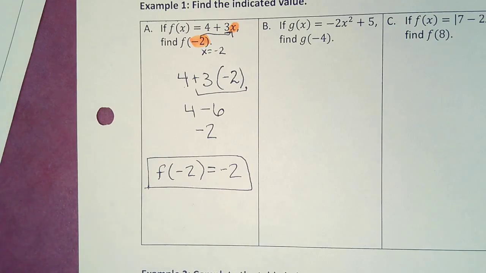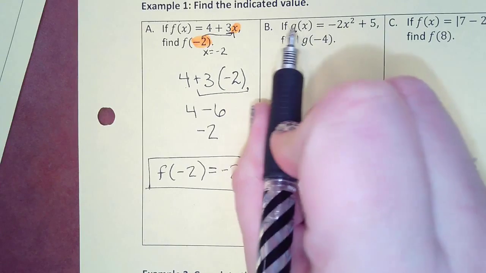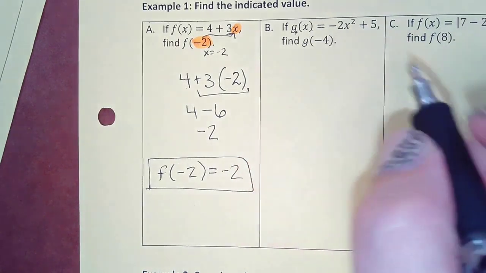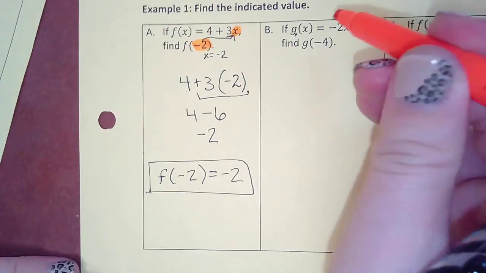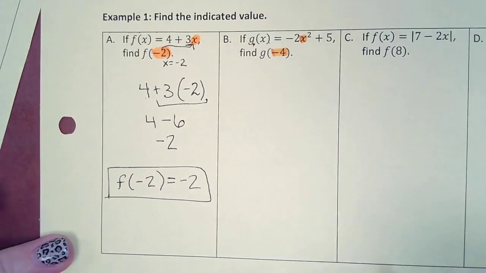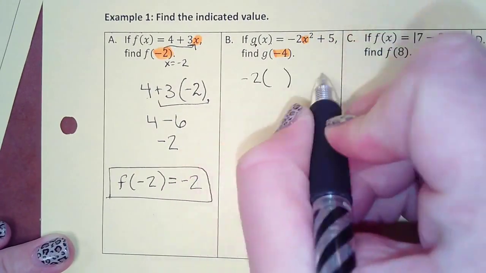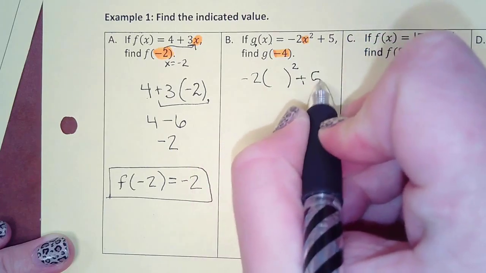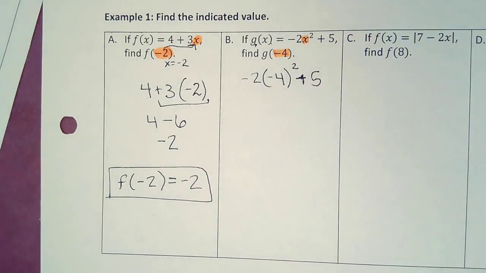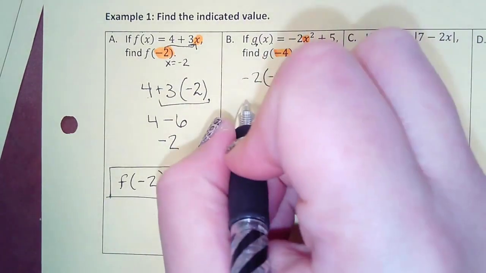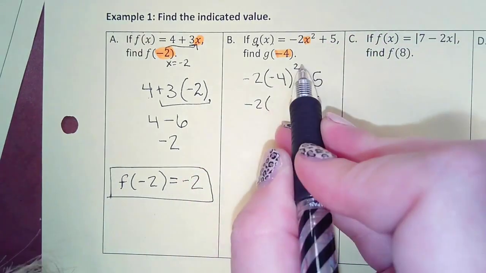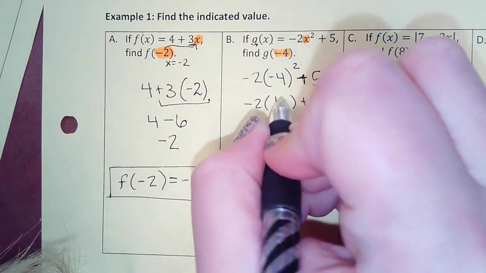Okay, the next one, I have the variable g. So g of x equals negative 2 times x squared plus 5. Let's go ahead and plug in negative 4 for x. So I have negative 2 times x squared plus 5. Instead of x here, I'm going to put the negative 4. Order of operations says to do the exponent first, so negative 2 times negative 4 squared. That's negative 4 times negative 4, which is 16.